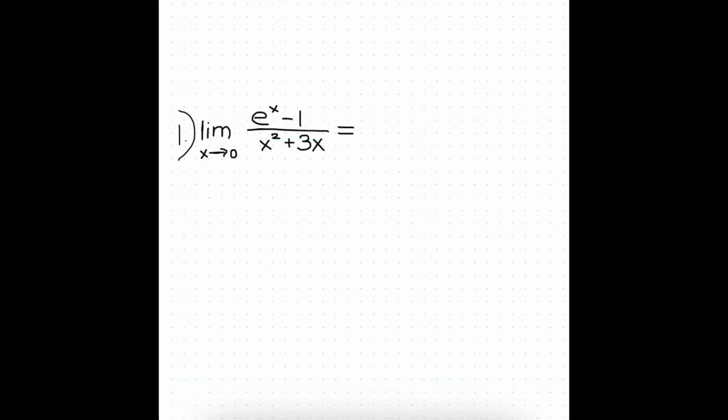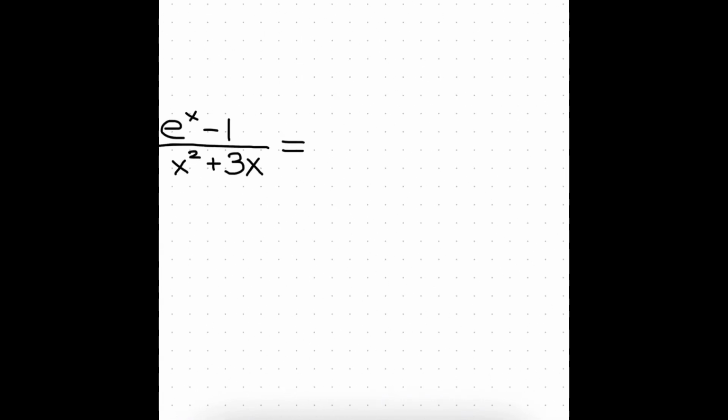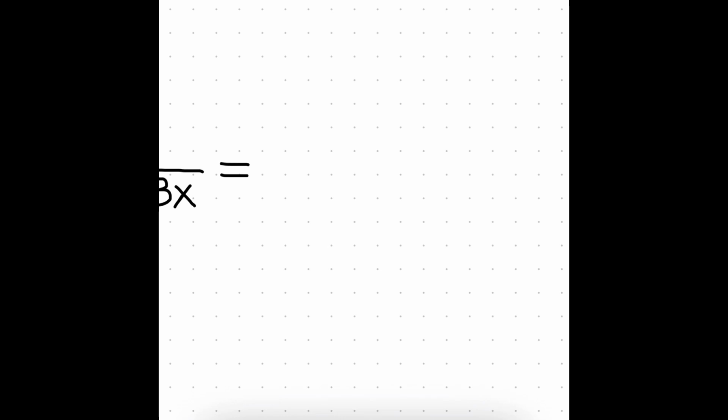Here is an example of a question that results in an indeterminate form, but we can use L'Hopital's rule to solve it. This question has an exponential function as limit x approaches 0, e to the power of x minus 1 over x squared plus 3x. When evaluating this limit, this would normally give us 0 over 0, but we can take the derivative of the numerator and the denominator instead.